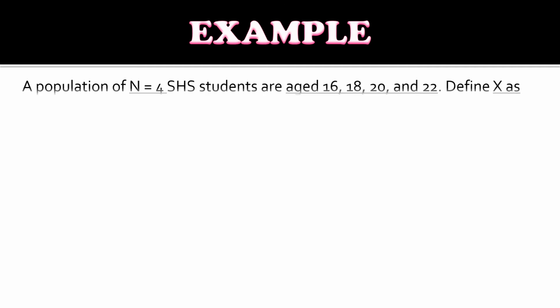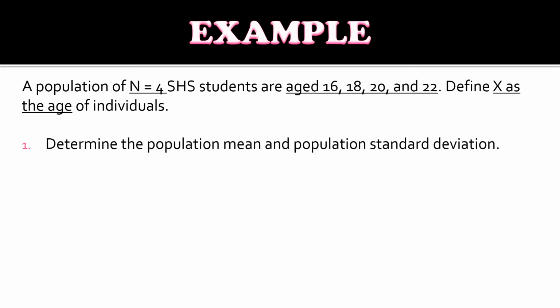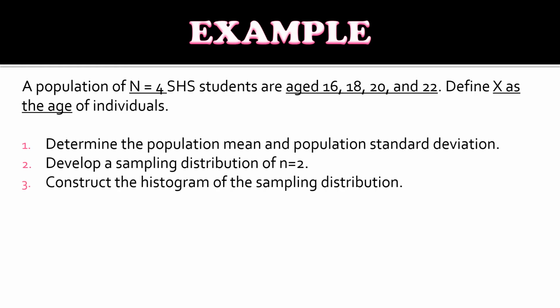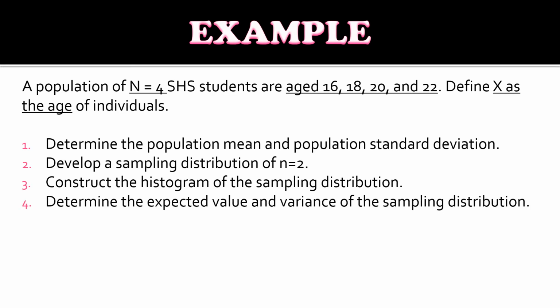For example, a population of n equals 4 senior high school students are aged 16, 18, 20, and 22. Define x as the age of the individuals. Number 1, find the population mean and population standard deviation. Number 2, develop the sampling distribution of n equals 2. Number 3, construct the histogram of the sampling distribution and determine the expected value and variance of the sampling distribution.